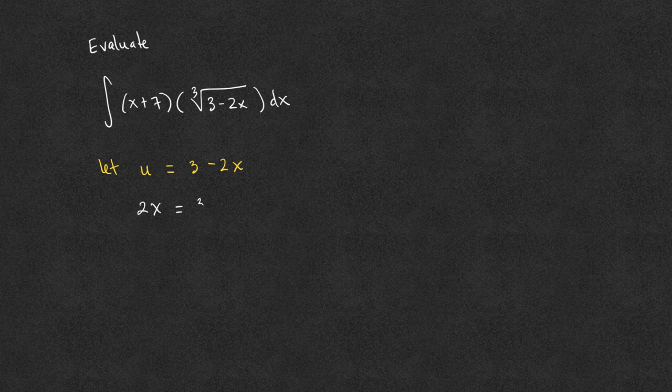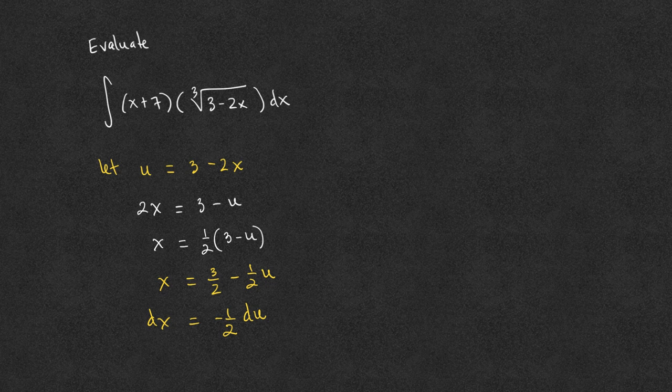side, we have 3 minus u, so that x equals 1/2 times (3 minus u). Simplifying this, we have x equals 3/2 minus 1/2 u, so that dx equals 0 minus 1/2 du, where the differential of x is dx, the derivative of 3 over 2 is 0, and the derivative of negative 1/2 u is negative 1/2 differential du. We can then substitute dx with negative 1/2 du.